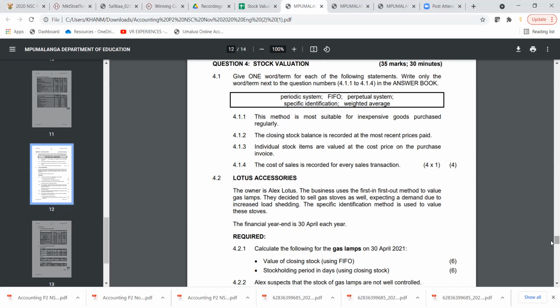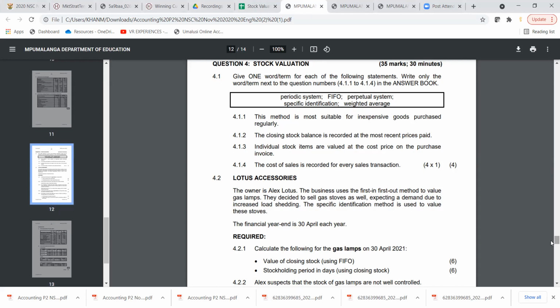Okay, so let's go on to 4.1.1. They say this method is most suitable for inexpensive goods purchased regularly. So inexpensive goods purchased regularly. Expensive goods that are not purchased regularly, we generally use specific identification.